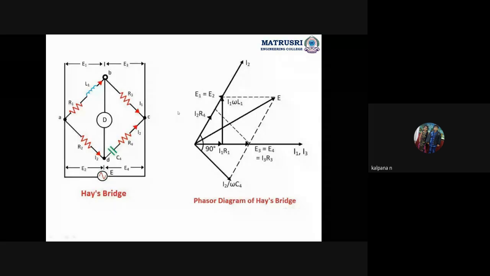Or 1 by j omega C. Yes or no? XL is 2 pi FL. XC is 1 by 2 pi FC. So here Z1, Z3, Z2 we are writing as usual, but coming to Z4 we need to do some simplifications. So Z4 is equal to, actually, this one, right?